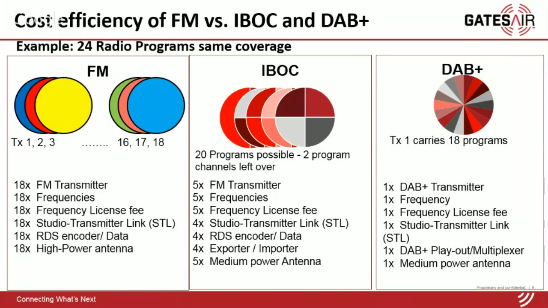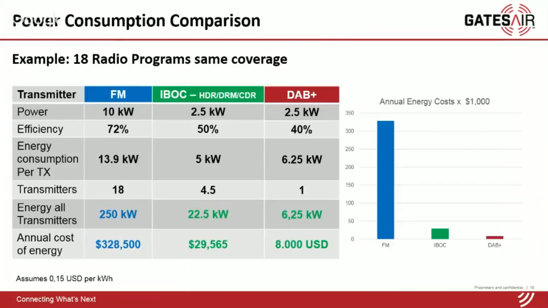But with DAB+, you can get up to 24 program channels. In this example, 18 programs. That's 1 transmitter, 1 frequency, 1 license, 1 of everything, as opposed to needing all that additional hardware. It's a much more efficient use of systems and equipment. Not only that, it's a much more efficient use of power.